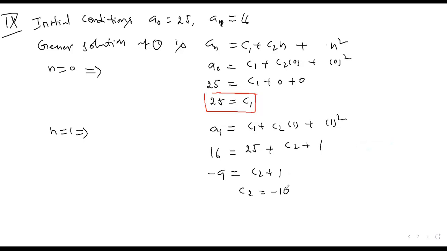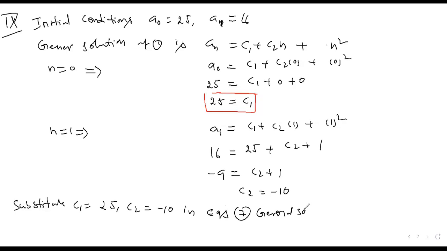Yes, sir. Now substitute c1 equals 25, c2 equals minus 10 in equation 7. Equation 7 means the general solution. What is the general solution? a_n equals c1, which means 25, minus c2, which means 10, into n plus n square. This is our final answer.